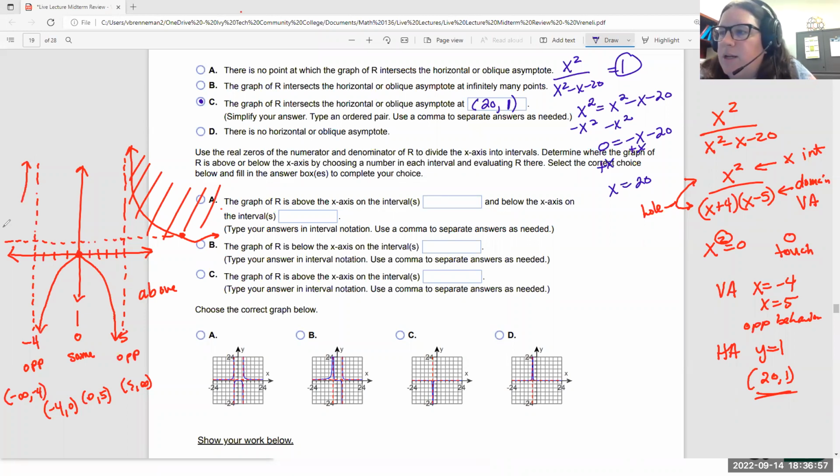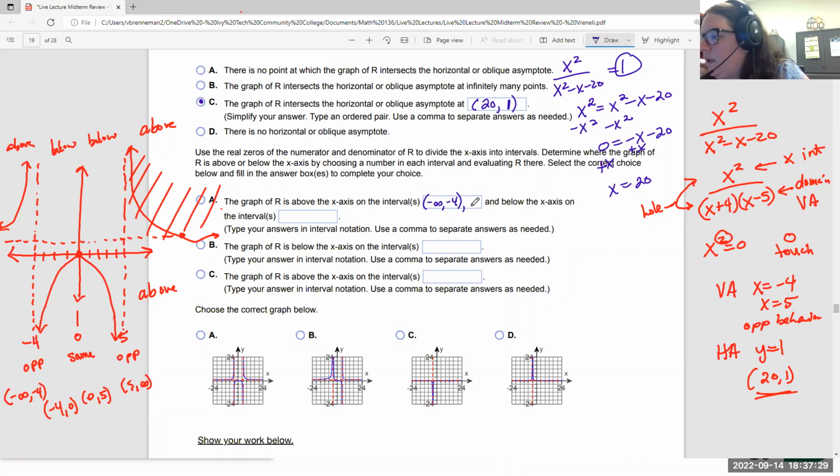And then we have this piece over here. And so we can fill in the above and below the x-axis. So it's going to be above on the intervals. Let me just write these down. So we have above here, and then we had below, and above. So the above are the negative infinity to -4, and the 5 to infinity.